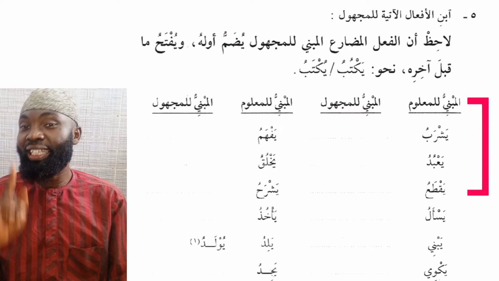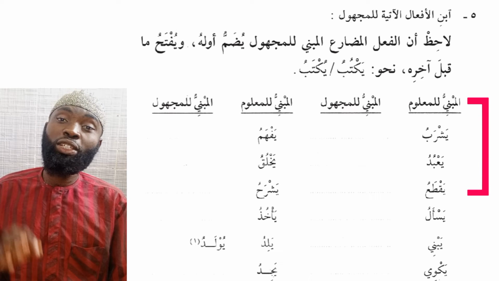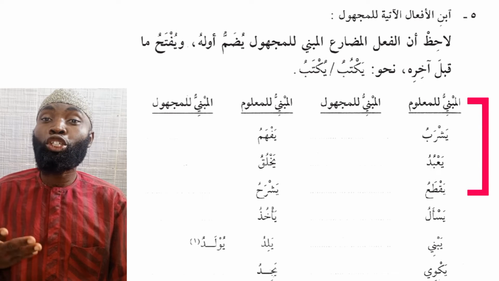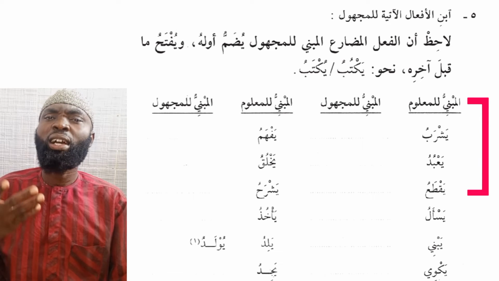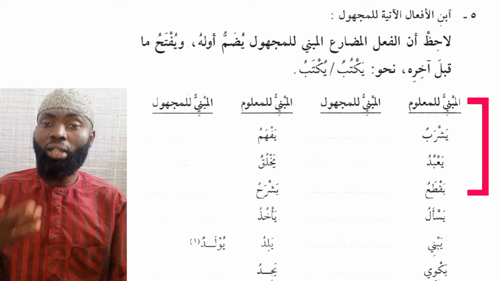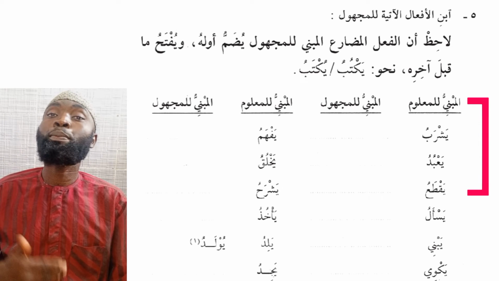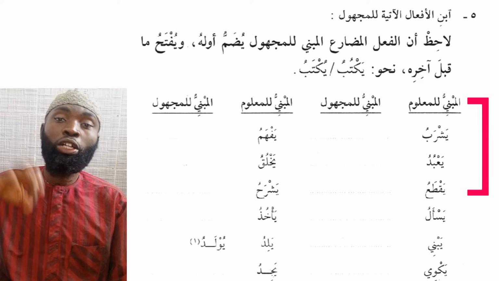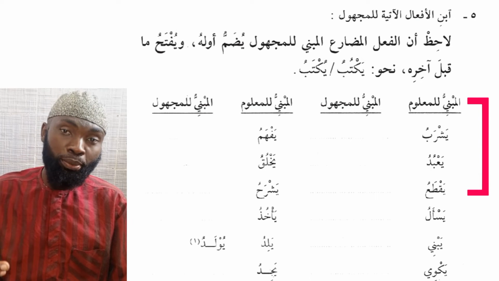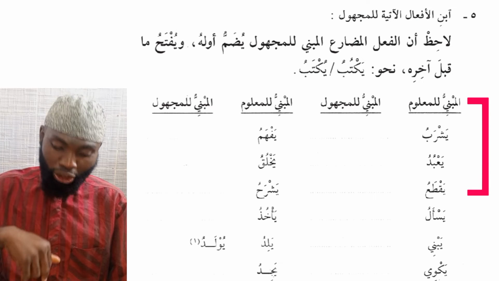The first one you can see is yashrabu, he is drinking. To form this into the passive voice, it becomes yushrabu, it is being drunk. Someone is drinking it, but we don't mention the person. Then ya'budu, he is worshipping. Yu'badu, he is being worshipped. We don't know who is worshipping him, but he is being worshipped.